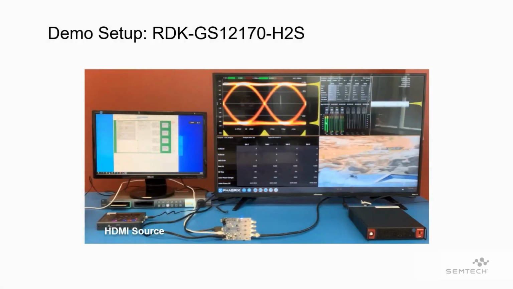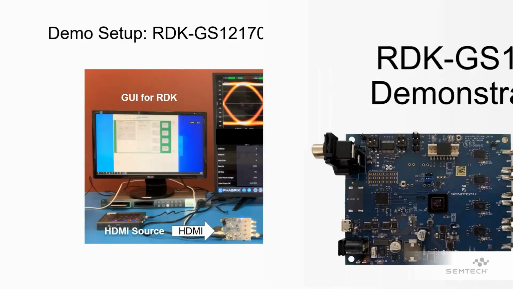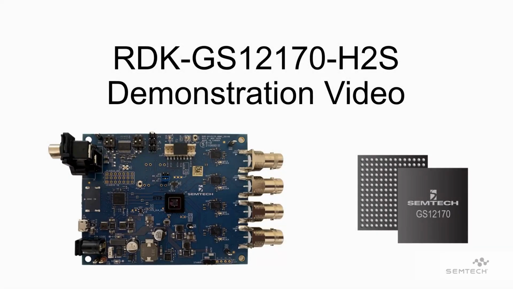Here is the GS12170 HDMI to SDI mode demo setup using the RDK-GS12170-H2S. The setup uses a 4K HDMI source, 3840 by 2160, progressive 59.94 FPS, YCbCr 422 10-bit, and a Fabrics QX as the 12G SDI receiver. The monitor on the left side displays the RDK GUI. Let's start the RDK-GS12170-H2S demonstration.